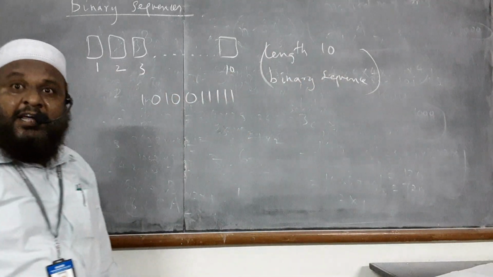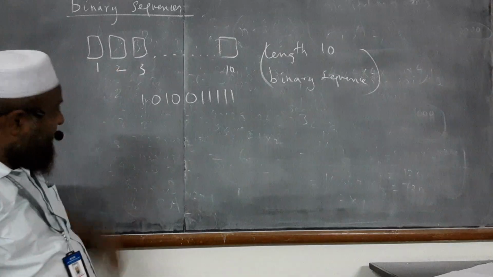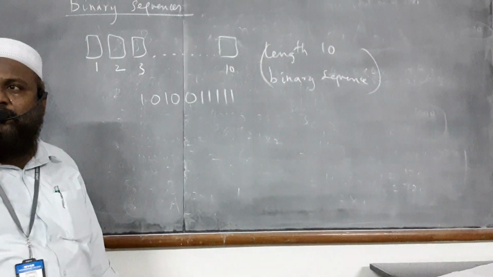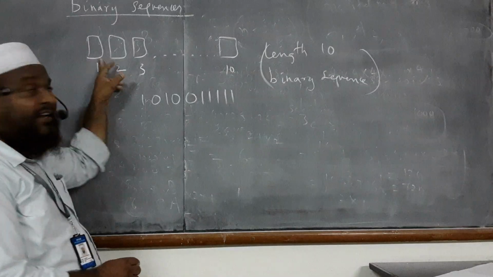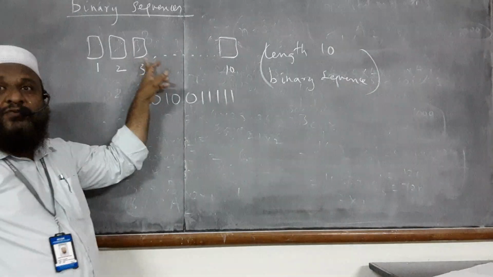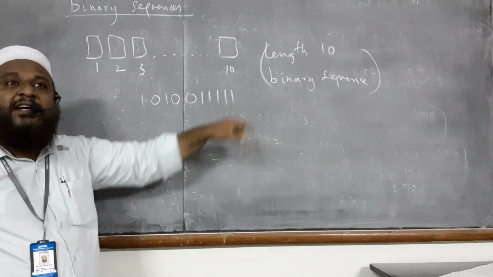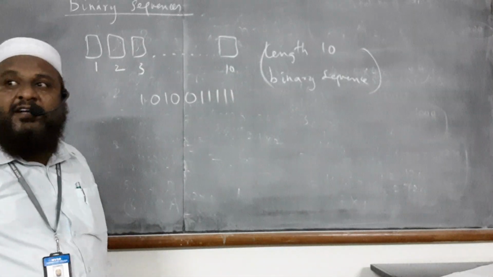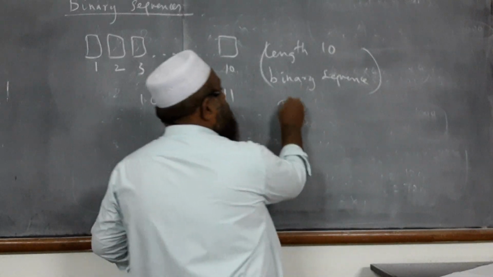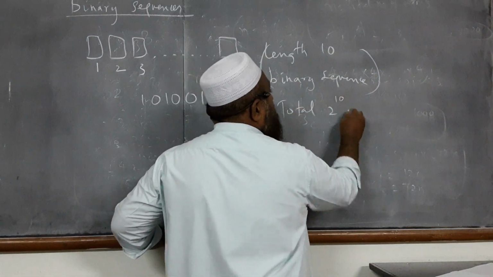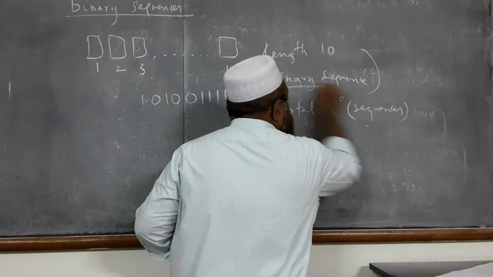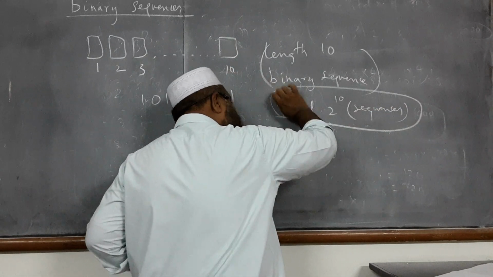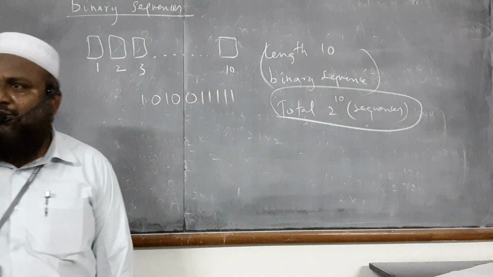If I ask you how many will come in this list, it is so simple to do. There are 2 ways of filling this one. 0 or 1 will come in this position. 2 ways here, 2 ways here, and so on up to the end. How many times? 10 times. So totally 2 to the power of 10 sequences will come. This is such a simple concept, anybody can answer that.